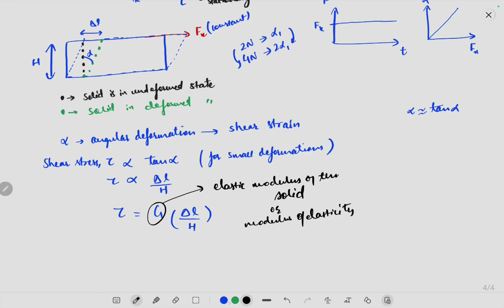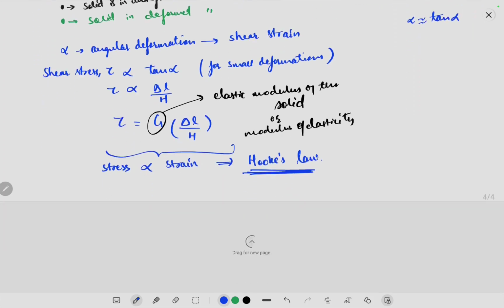From your high school, you can recognize this equation: stress developed inside the solid is proportional to strain. It is called Hooke's law, right? So from this simple analysis, we could reach an important law, Hooke's law, followed by the solid. Similarly, we want to understand from similar analysis some law which is followed by the fluids. So let's now do the similar analysis for the fluids.